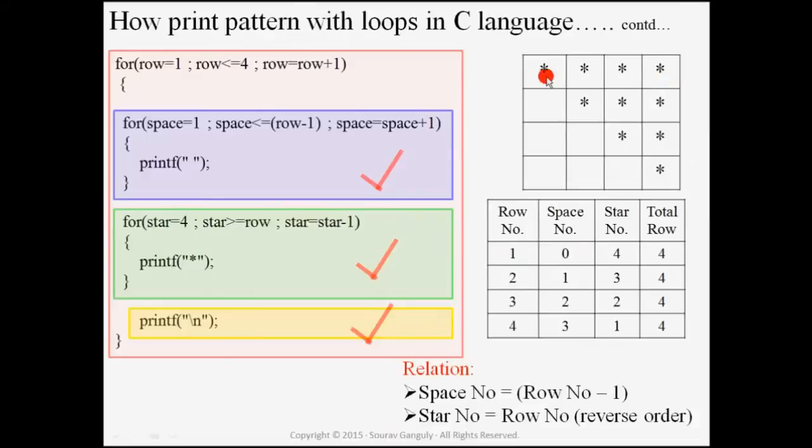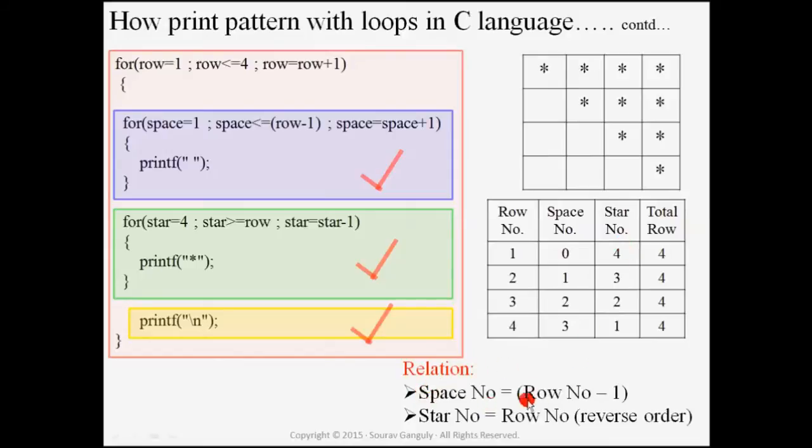Now check this program. In this program, the space is appearing at the left hand side of the print of the pattern. So we use this space, this star, and this slash in 3 section. Space number start with 0, then 1, then 2, then 3. Star number 4321.